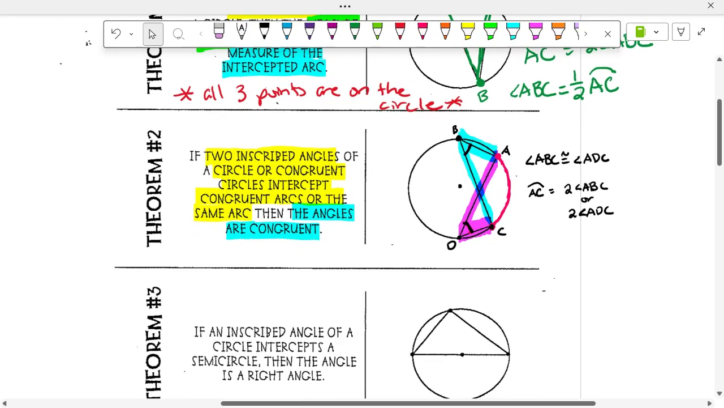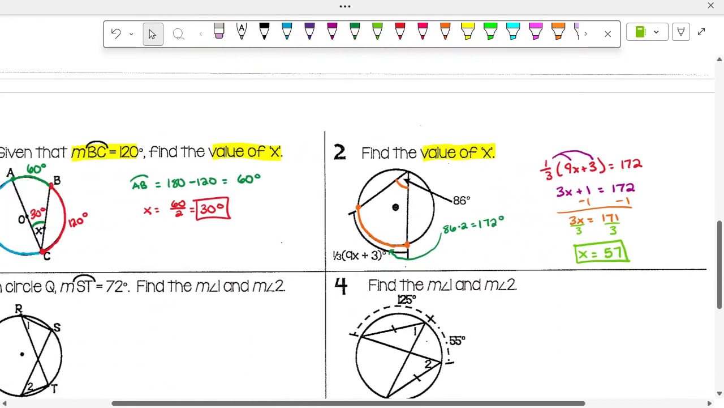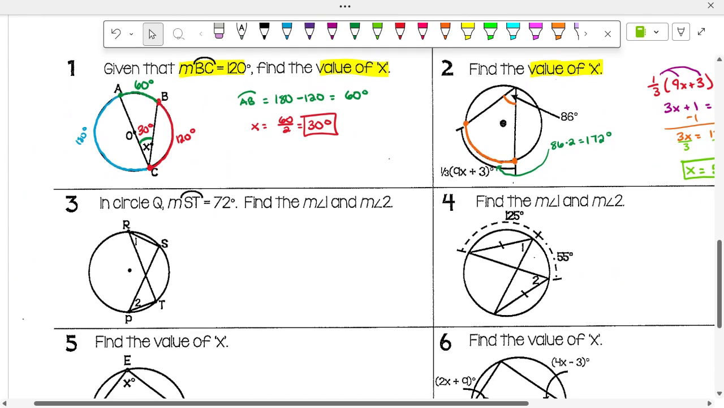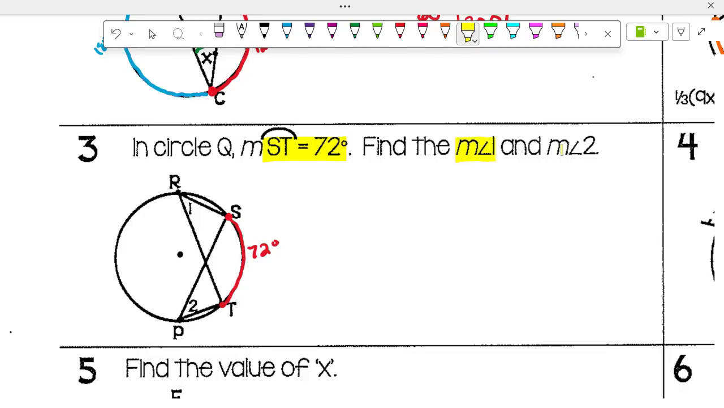All right, so let's go back to the problems on the other page. Let's look at 3 and 4. It says the measure of ST is 72 degrees. So ST is this arc right here. It's a minor arc, and it's 72 degrees. And it wants to find the measure of angle 1 and angle 2.